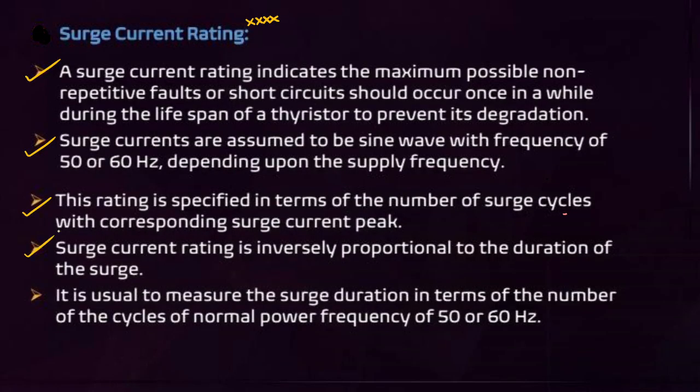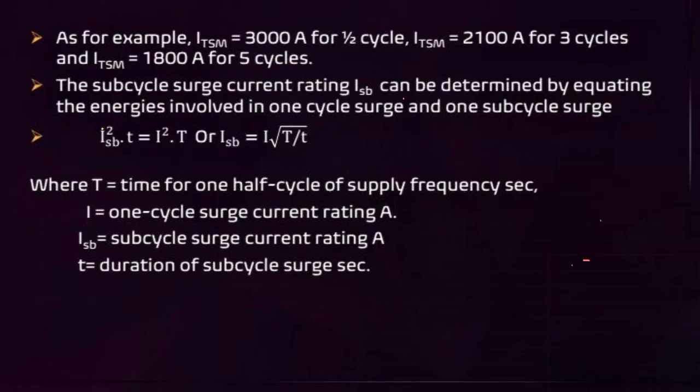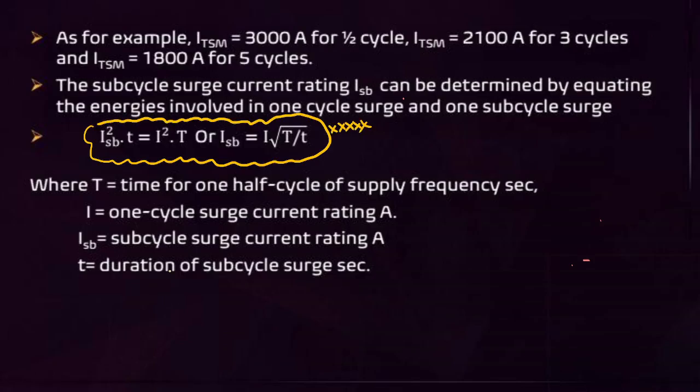But the problem is very important in this case. From the surge current rating point of view, you have to concentrate on this formula. This is very important. No need to concentrate on the theory points. Concentrate on this one: this is the time for one half cycle of supply frequency. I is the one cycle surge current rating, ISB is the sub-cycle surge current rating, and t is the duration of the sub-cycle surge.